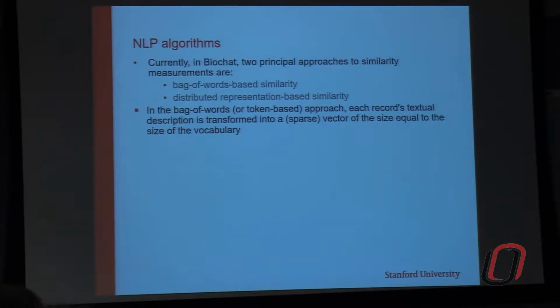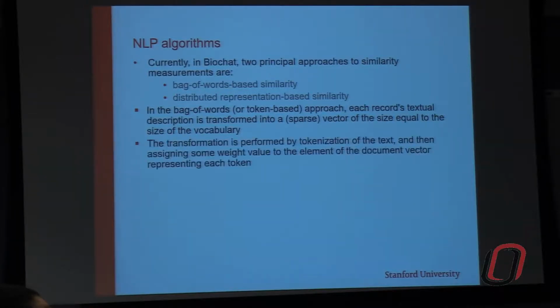So in the bag-of-words approach, the token-based approach, each record's textual description is transformed into a sparse vector of the size equal to the size of the vocabulary. What does that mean? That means that when you have that record, like GES10, and you have the different metadata fields, you pull out the words from each of those metadata fields, and then you can create a sparse matrix out of them. It's bread and butter natural language processing stuff. So nothing too out of the ordinary yet.